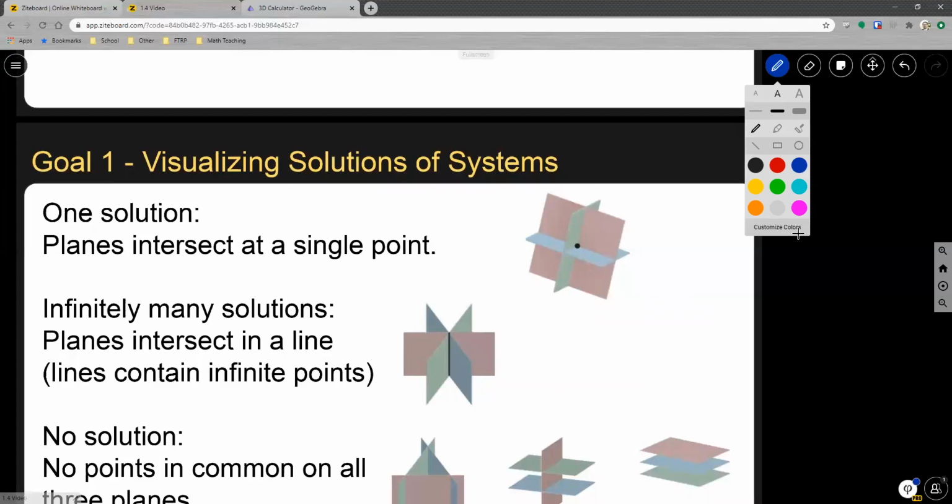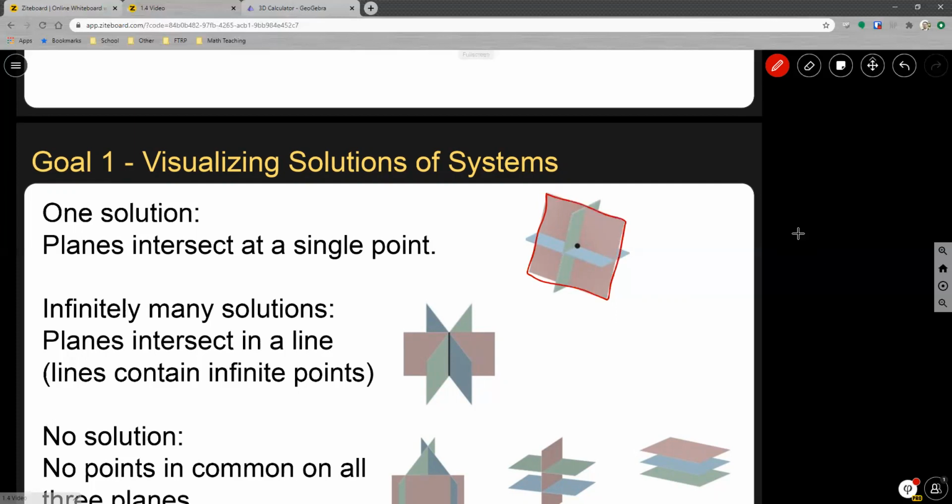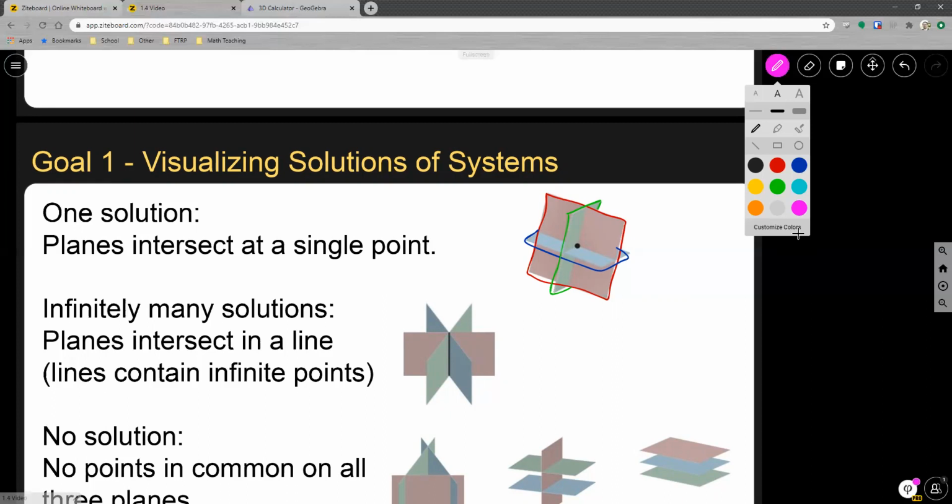And in a single solution situation, we have our three planes. They're acting kind of like pieces of paper. In this case, I've got the red plane, the blue plane, which is kind of cutting through it horizontally, and I've got this green plane, which is kind of also cutting vertically, but at a different rotation. And what happens is those three planes, they cut through each other in different ways, but all three of them intersect at some point right there.